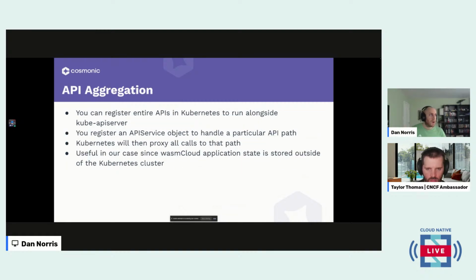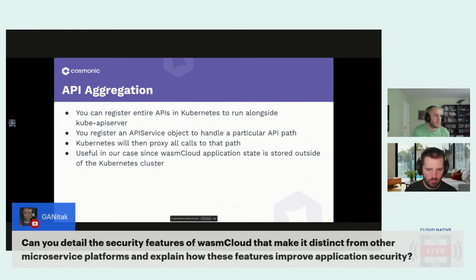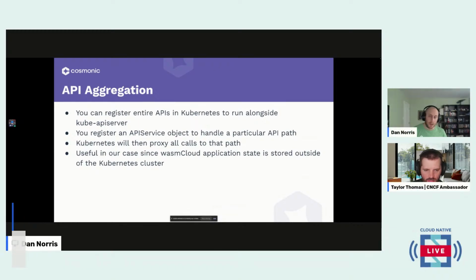Let's see. Before I move on, I see one question. Someone asked if I could detail the security features of wasmCloud that make it distinct from other microservices platforms, and explain how these features improve application security. I can go into a whole talk about this, so I'm just going to give you the high level. The big difference is that wasmCloud, because of the component model, is entirely capability driven.